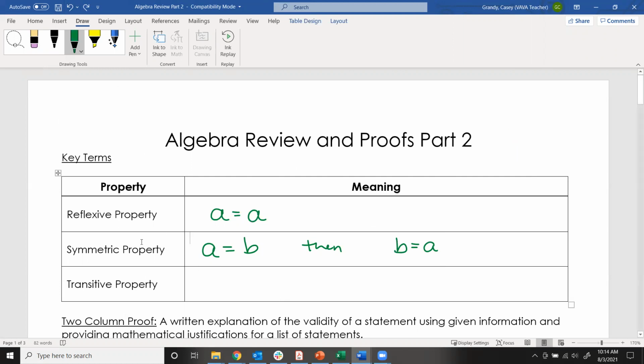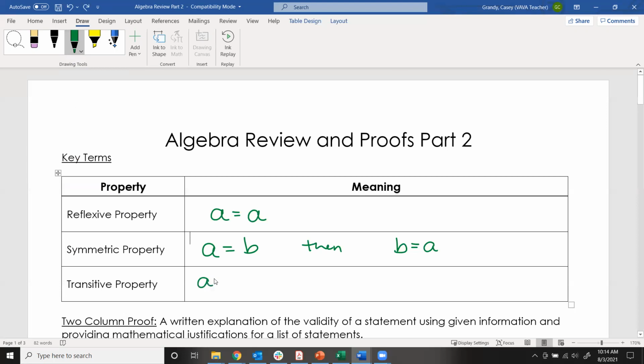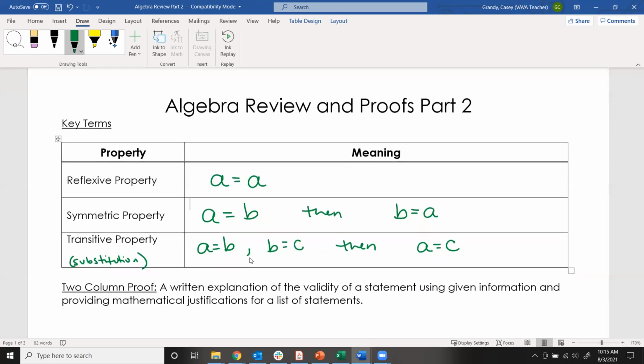The transitive property says that if you have an equation, let's say A equals B, and then you have another equation that says that B equals C, well, then you're allowed to say that A equals C. The transitive property is actually just a very fancy substitution property. Substitution. That's all it is. We're going to start using our properties in a proof.